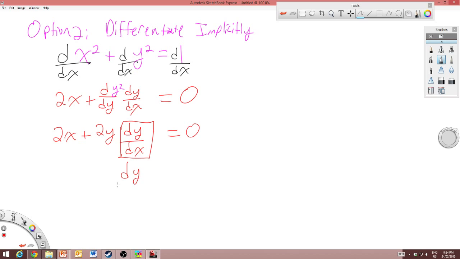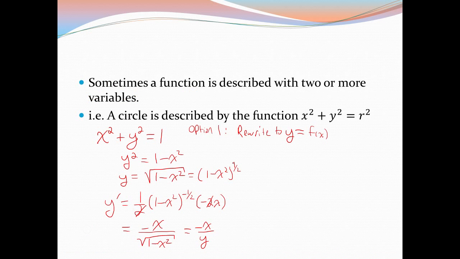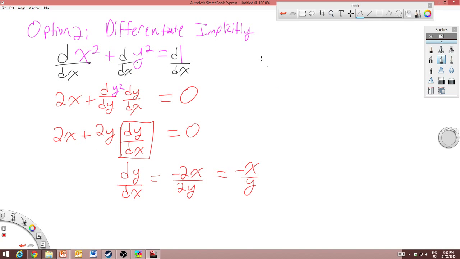So dy over dx is equal to negative 2x divided by 2y, or in other words, negative x over y. Okay, which is exactly the same as the derivative we got when we rewrote the function to be y equals. So those are two options when we deal with a function that is described in more than one variable. We can either rewrite the function so one of the variables is equal to some function of the other variable, or we just use implicit differentiation as shown here.